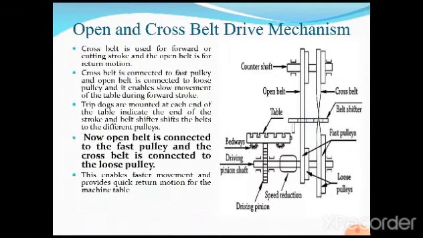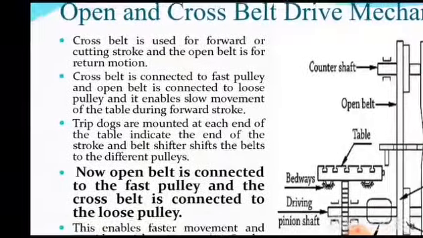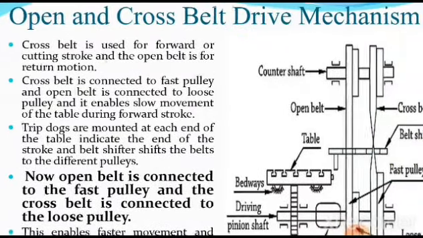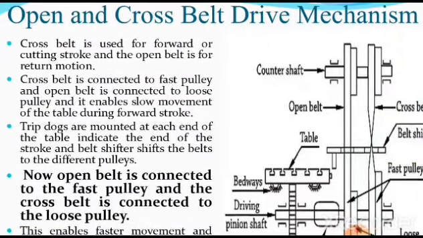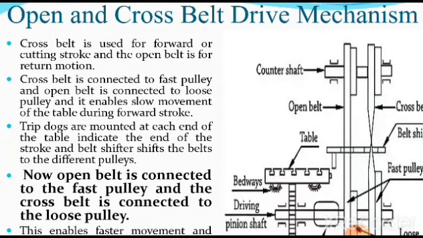Again, I am going into detail now. Try to understand the same figure. I am continuing. Cross belt is used for the forward or cutting stroke. Why is the cross belt used? Because we want the forward stroke to take place slowly. So the cross belt drive can give a slow motion to the pinion, which you are going to see, and the open belt is used for the return motion, which has to take place quickly.